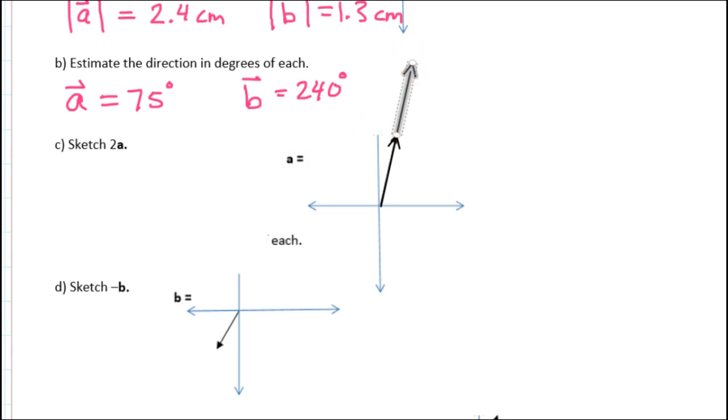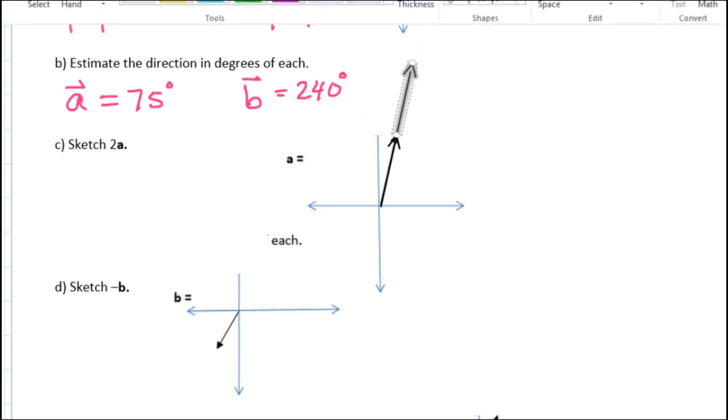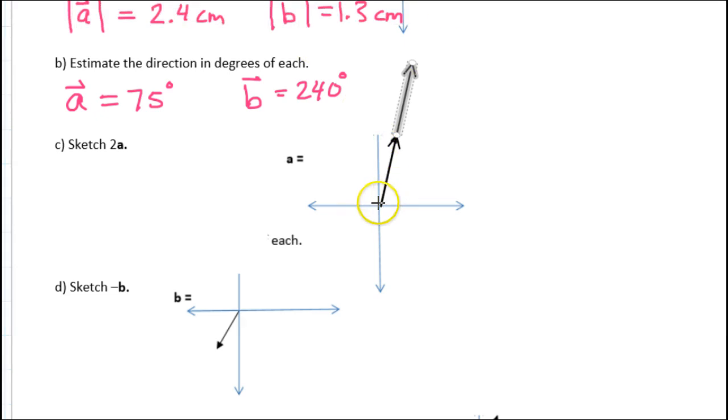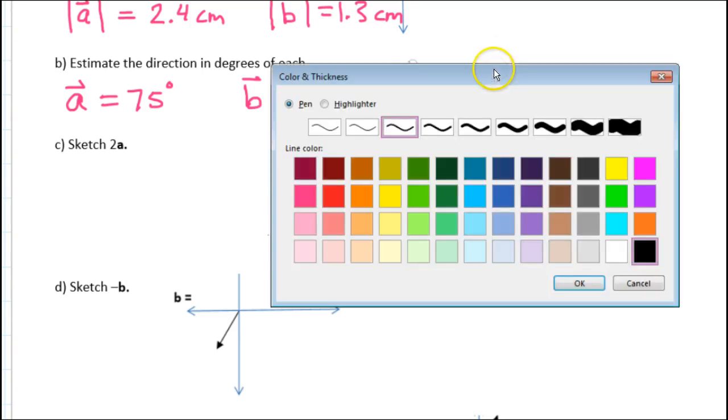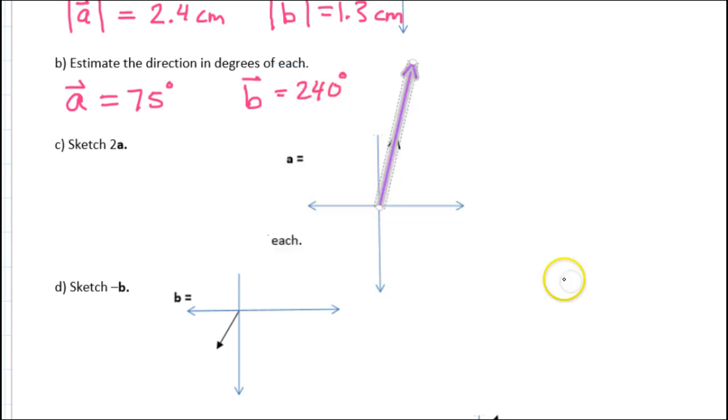Okay, so now I'm going to draw one more vector, just going straight from beginning to end of this whole thing. This time I'm going to change the color to purple. Alright, so there you go. This purple vector that I've drawn should be 2A.